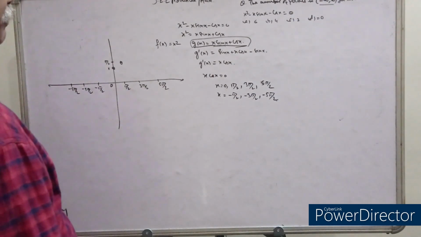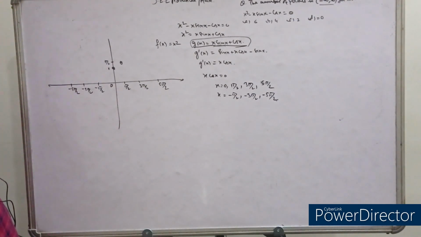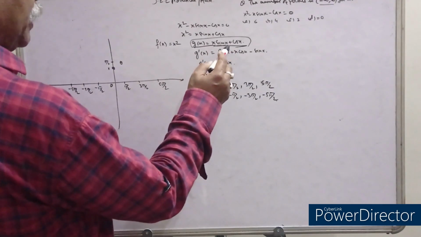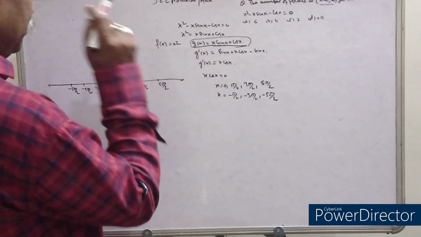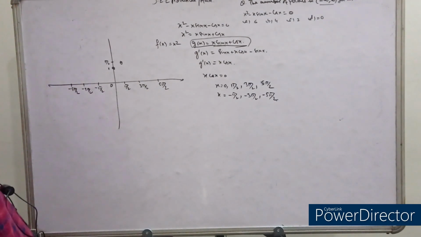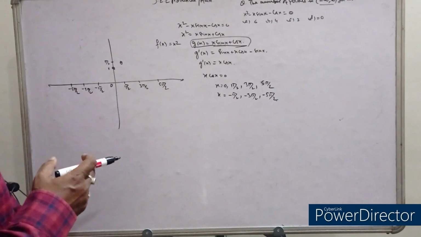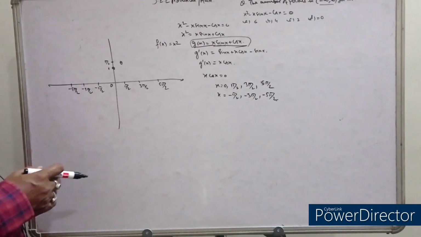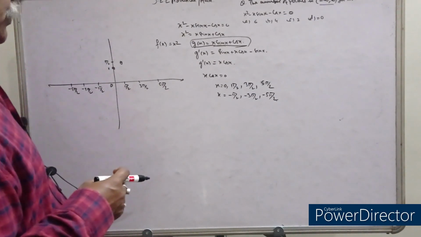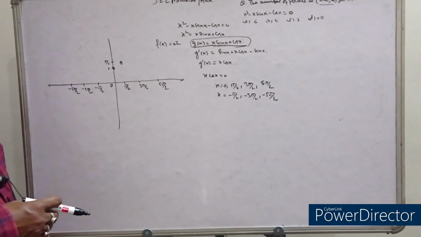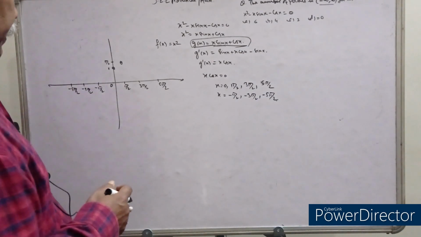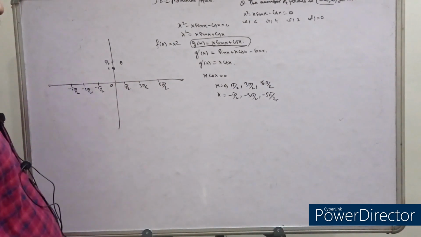Now again, at 3 pi by 2, what happens? 3 pi by 2 is 270 degrees, where the value is minus 1, so it will come out to be minus 3 pi by 2. So minus 3 pi by 2, that means it is going down somewhere like this.